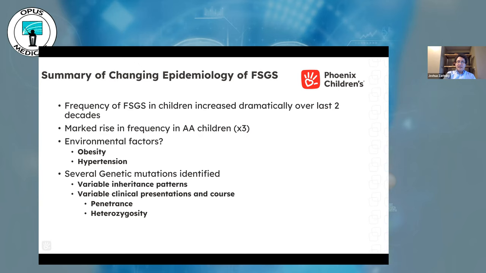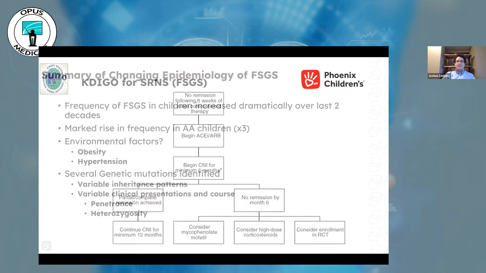And here I mention again that we've had a nice, I'd say maybe a genetic revolution or evolution in our field. And we've been able to recognize that several forms of FSGS are genetic. We haven't figured out everything, but at least it's helped us point to the podocyte, that if we're going to treat FSGS, we need to somehow protect or treat the podocyte.